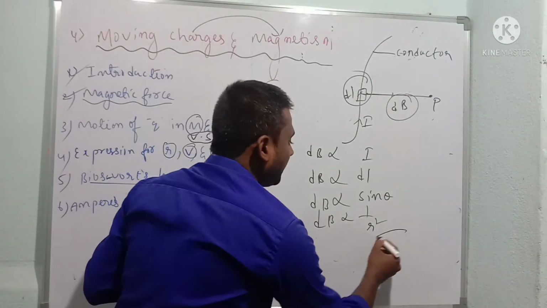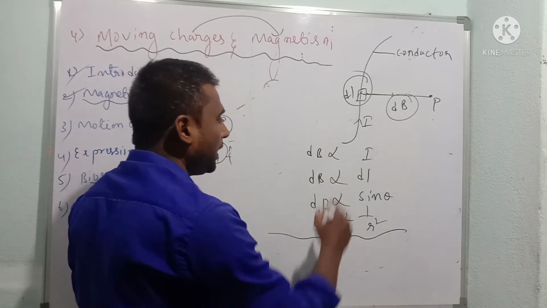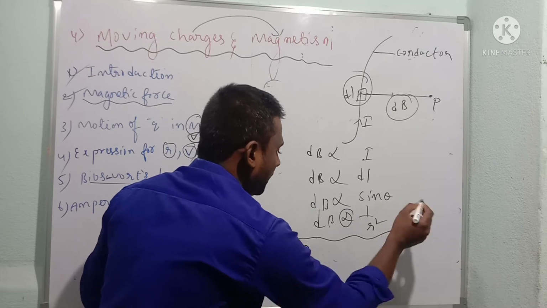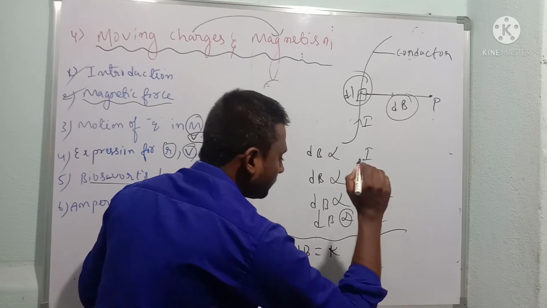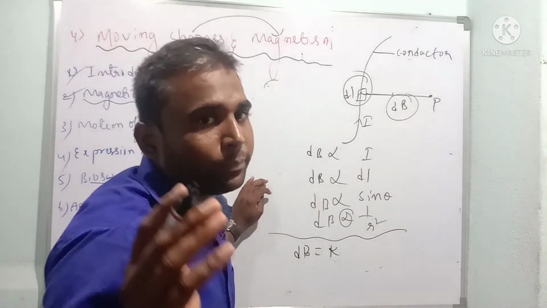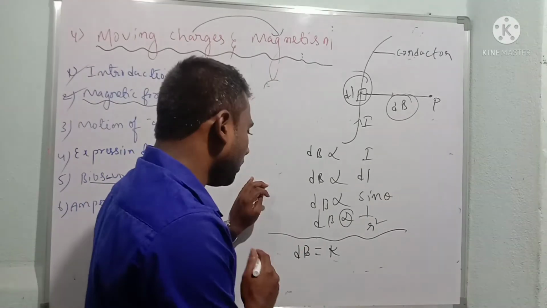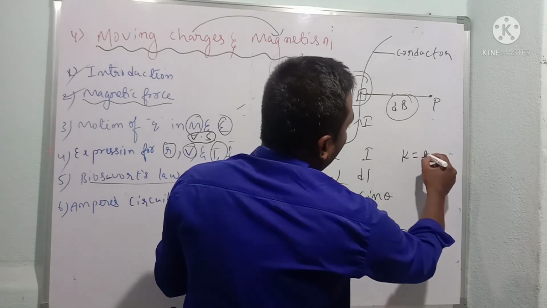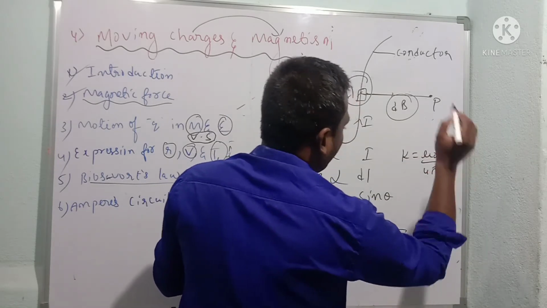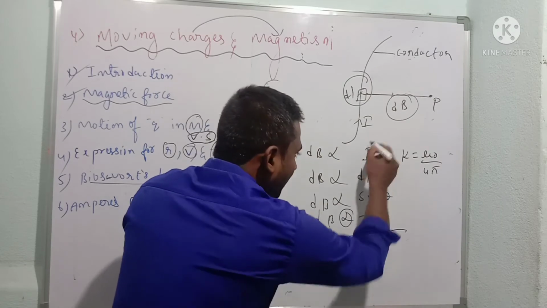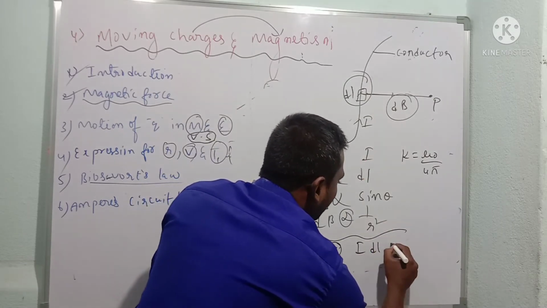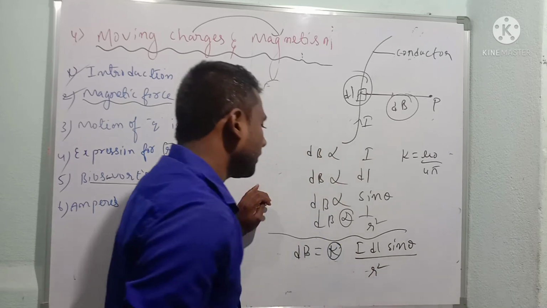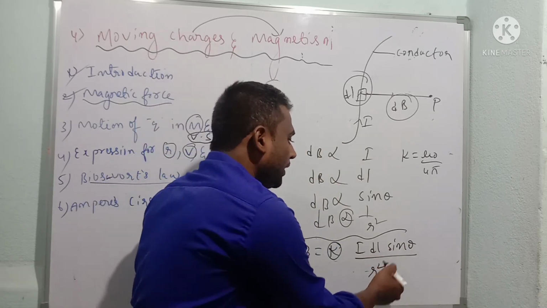So with these relations, I am going to get dB, and I am going to remove the proportionality. I will get a constant term. In physics, whenever you remove the proportionality symbol, we get a constant term called the proportionality constant, and this k is equal to mu naught by 4 pi. So we have the equation dB = (mu naught by 4 pi) I dl sin theta divided by r square. You can remember it as I dl sin theta by r square.